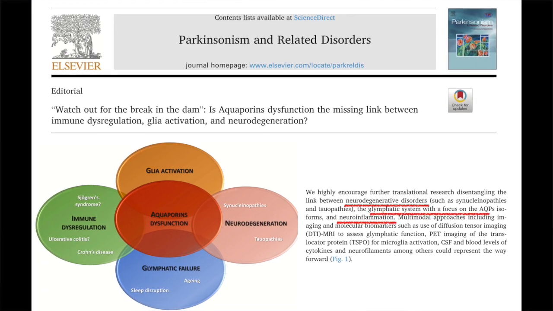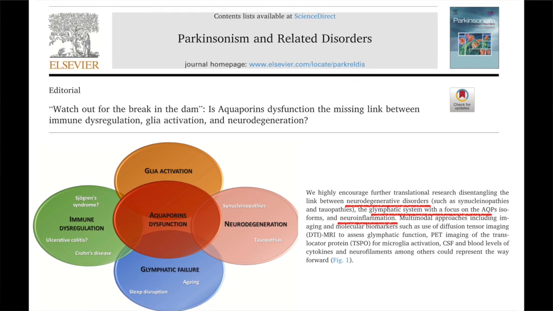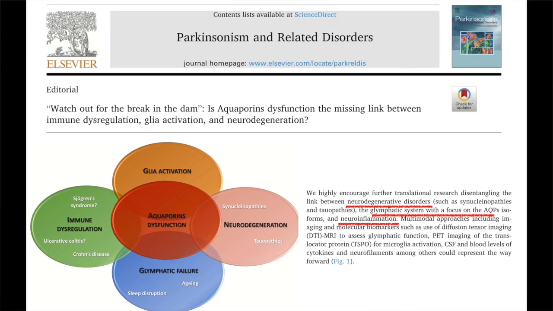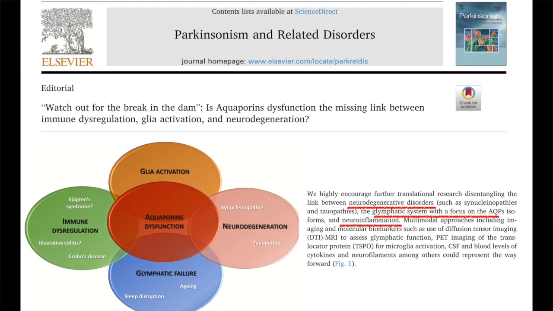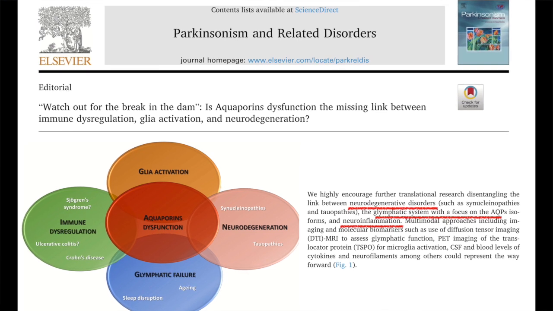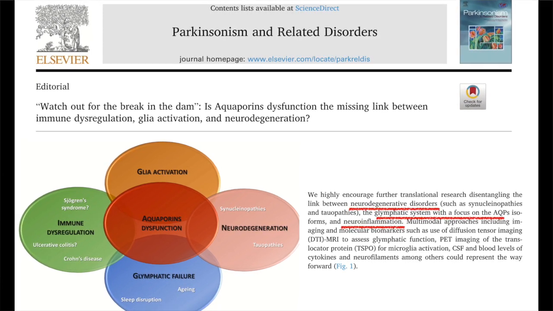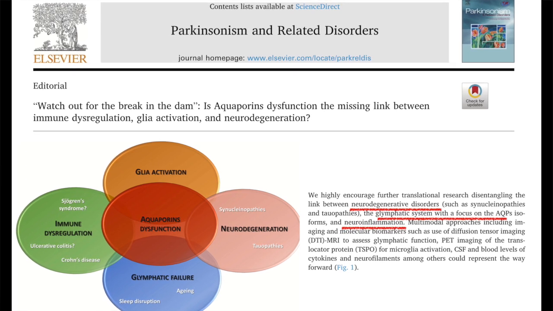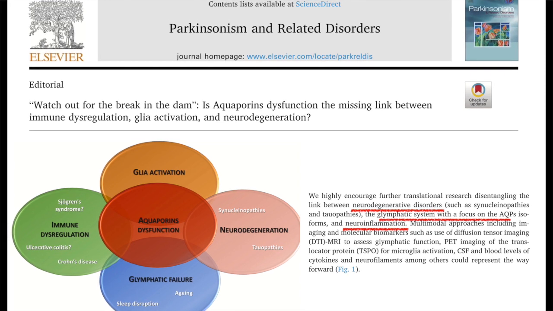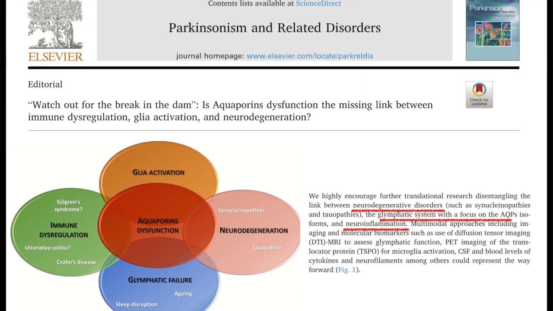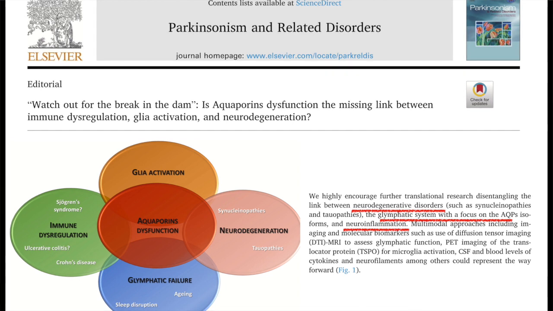And in order to do so, it might be useful to use a multimodal battery of biomarkers. I'm thinking about neuroimaging biomarkers, such as the use of DTI MRI to study the glymphatic system indirectly, or PET imaging study to study the microglia, or also the use of biomarkers in the blood and CSF, biomarkers for neurodegeneration and neuroinflammation. So we highly encourage further research in this field to cover the existing gaps.